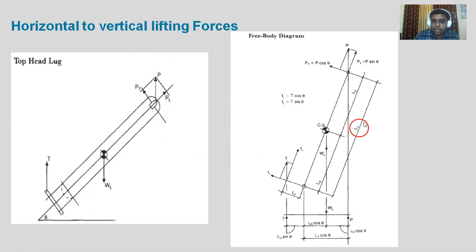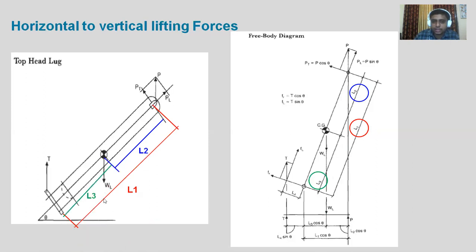Then L1. L1 is the length from lifting lug to tailing lug. The total entire length between lifting and tailing lug is represented as L1. This is nothing but this length from the lifting lug to the tailing lug. Then L2 is the distance from the center of gravity to the lifting lug. We can see from this point to this point, this distance will be represented as L2. And L3 is the distance from the CG to the tailing lug reaction.